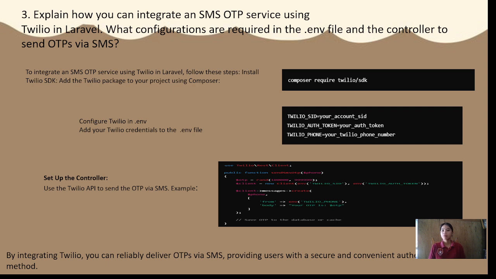Number 3. Explain how you can integrate an SMS OTP service using Twilio and Laravel. What configuration is required in the .env file and the controller to send OTPs via SMS? So to integrate an SMS OTP service using Twilio and Laravel, follow these steps. First, install the Twilio SDK. Add the Twilio package to your project using Composer. Next, configure Twilio in .env. Add your Twilio credentials to the .env file.